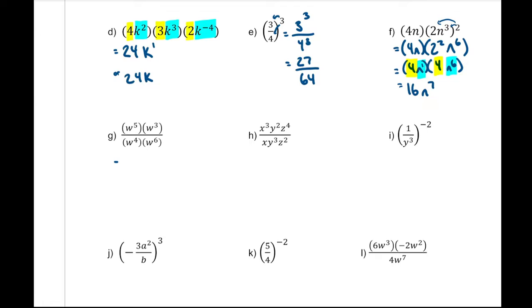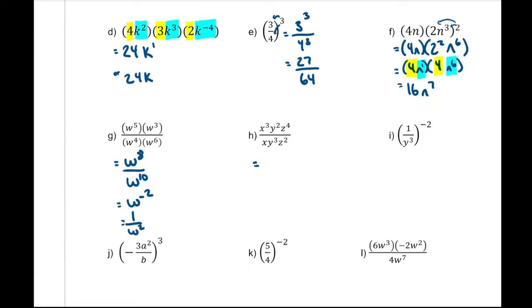For g, w to the power of 5 times w to the power of 3 divided by w to the power of 4 and times w to the power of 6. So again, multiple things here. Simplify the top first, and then simplify the bottom, and then worry about the division. Again, it's multiplying powers, so I add the exponents. W to the power of 8 over w to the power of 10. This becomes w to the power of negative 2. To get it as positive, I flip it, and it becomes 1 over w squared.